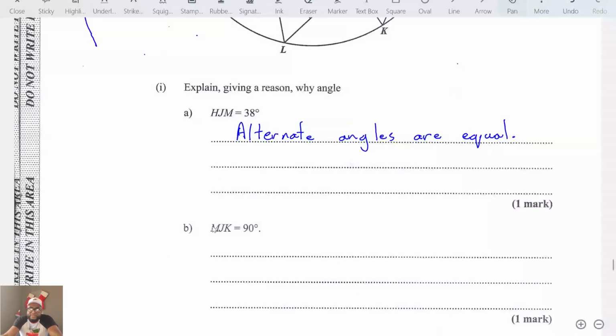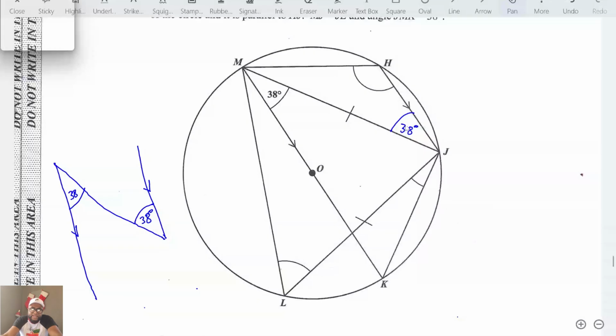Next part of the question. Why is MJK 90 degrees? So let's locate MJK first. M to J to K. Which one of the terms is the reason why this is 90 degrees, Mia? Let's pull up your terms. Go ahead, Kyle. I see you've got an answer.